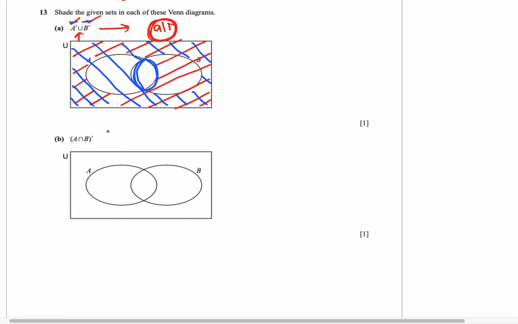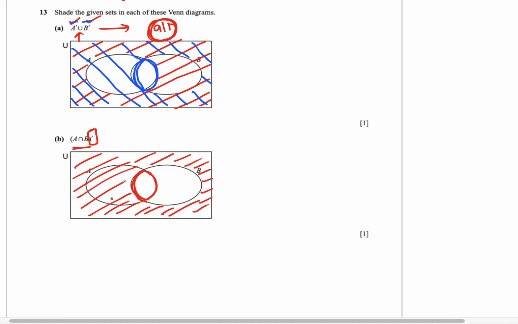The second part is saying that you find the intersection of A and B and state the complement of that. So you first find the intersection of A and B. A and B's intersection is this part. Understood guys? And then they are saying complement of that, which means except this part, you have to shade everything. So if you notice, both the top set and the bottom set are getting shaded for the same reason. Understood? So this is question number 13.